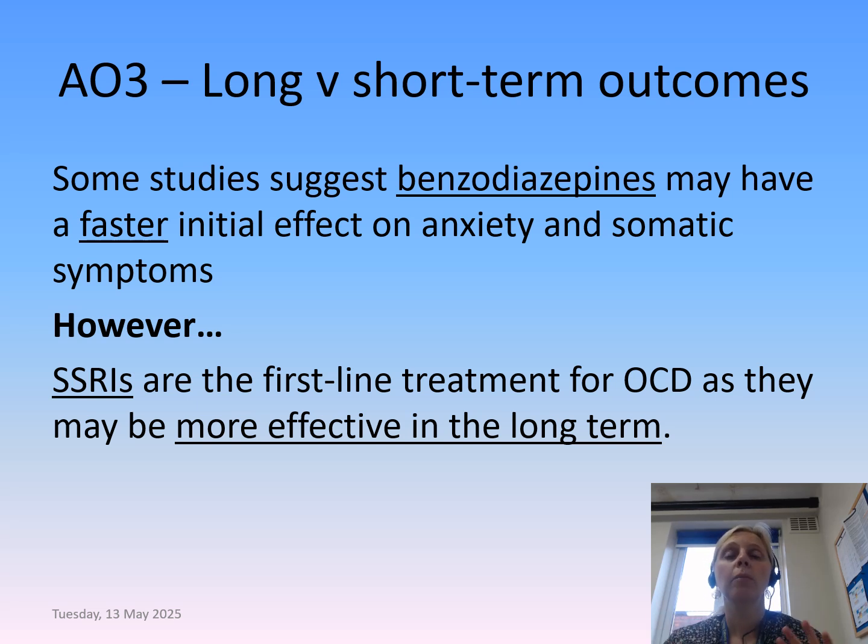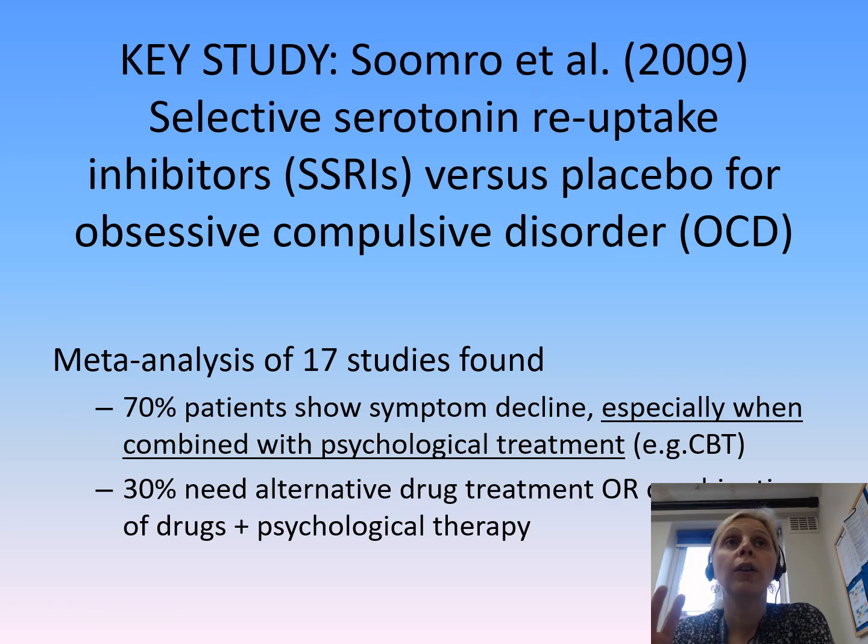There's a question here comparing benzodiazepines with SSRIs and SNRIs, of the long versus short-term outcomes. What is found is that benzodiazepines will have a faster initial effect. So they will work initially to help a person reduce that sense of anxiety. However, SSRIs are the first line of treatment for OCD because in the long term, they seem to be much more effective in long-term symptom reduction. So this brings us to the key study.